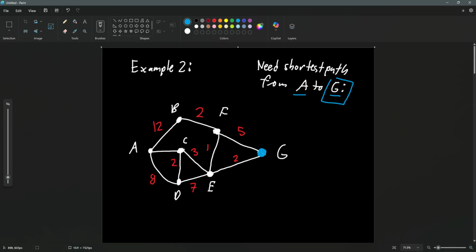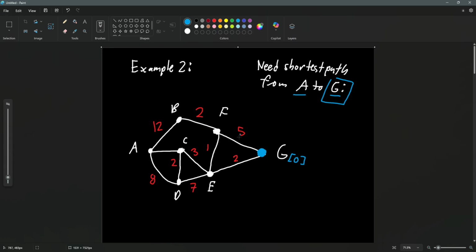Okay, and then we're going to ask ourselves, we're looking at a vertex, and we have to give it a number. Since G is the last vertex, this number, normally for all these examples, is going to be the distance from a vertex to G. And in this case, G is just G. So we're going to put 0 right here.